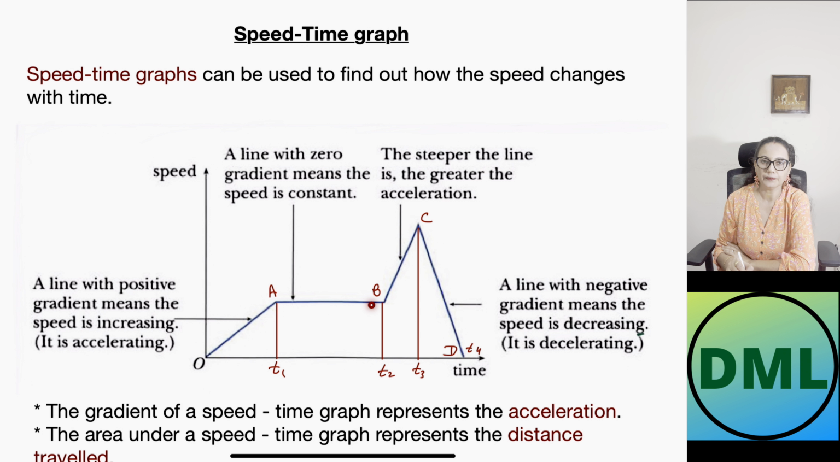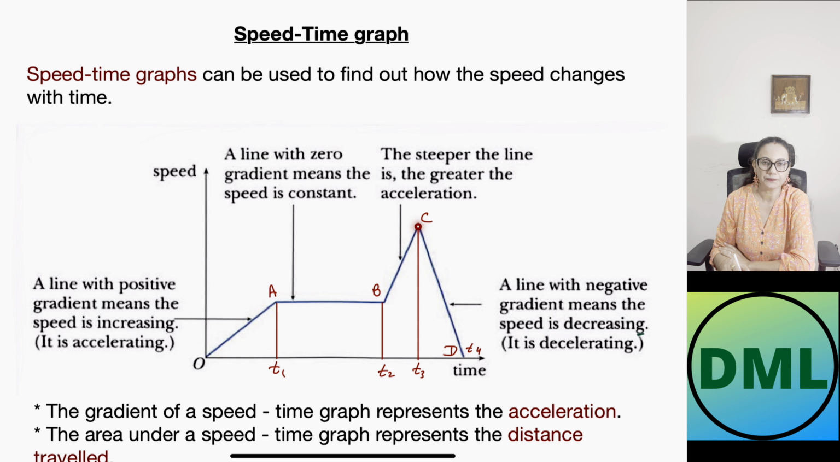From A to B, my velocity is not changing. That means I am moving with a constant speed. A line with zero gradient. In this case, there is no gradient, which means that the speed is constant. I am going with the constant speed here.